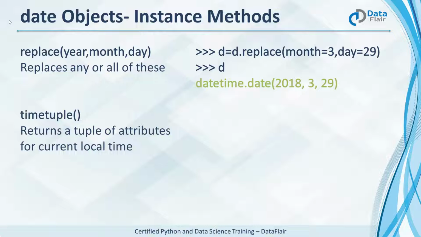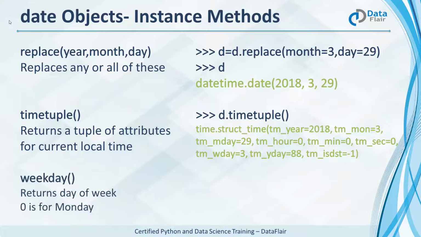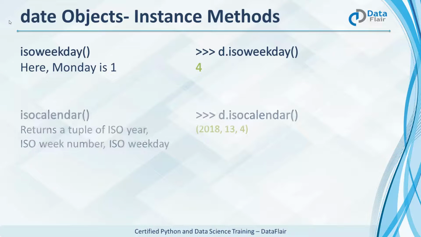Timetuple gives us a tuple of the attributes for the current local time. This is a tuple of size 9. And weekday returns the day of week, where 0 is for Monday. This day is a Thursday. Weekday gives us the day of week. Isocalendar gives us a tuple of the ISO year, week number, and weekday. It's the 13th week of the year.